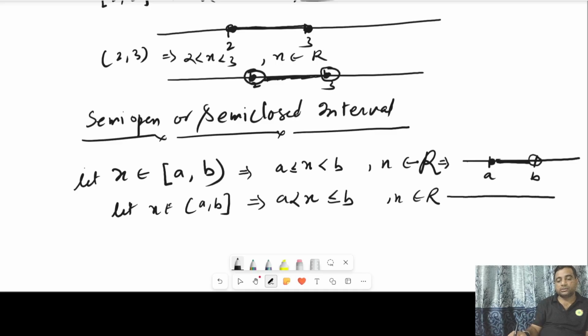Now for this semi-open or semi-closed interval from A to B, from the left side it is open, meaning A you can't take, meaning the numbers start just after A and go up to B, and B must be included. So all the real numbers greater than A and up to B is the representation on the number line.